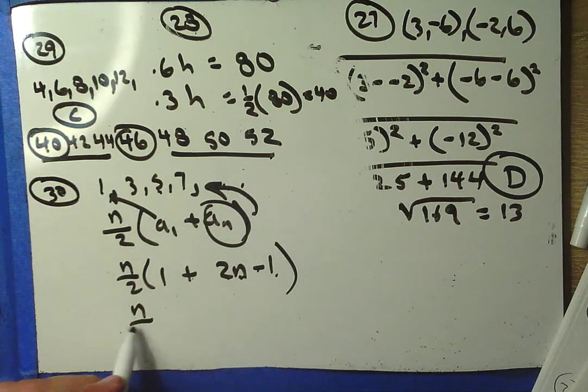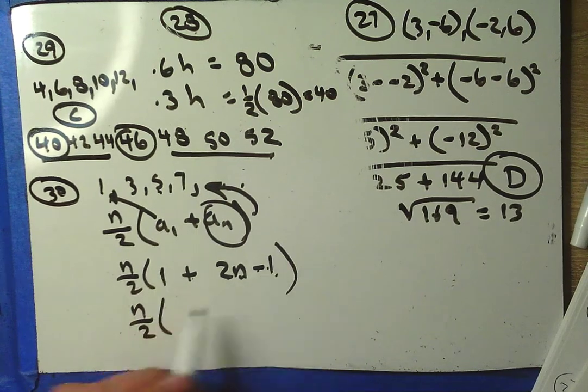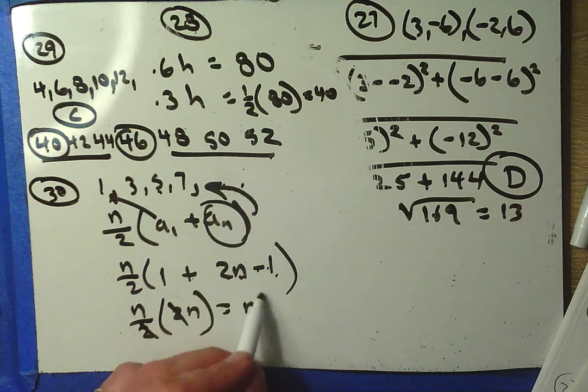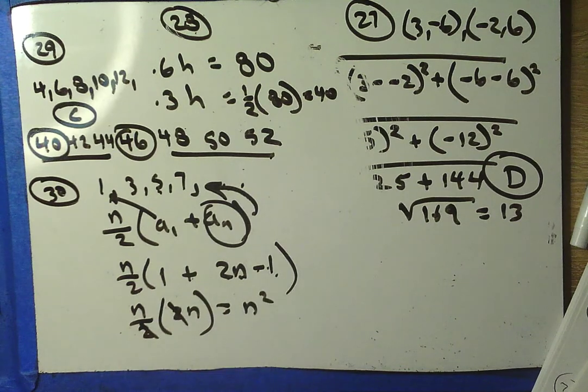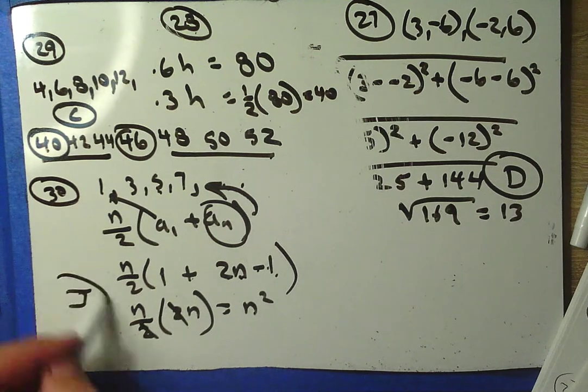Okay, so let's tidy this up. N over 2. The 1's cancel. 2n. These cancel. Oh, n squared. Okay, so the total is always equal to n squared. And so that's choice J.